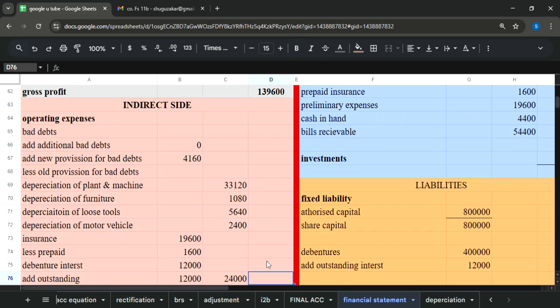Gross profit is okay. Now let's start our calculation for operating expenses. Bad debts are not present. Provision is not present. What does that mean? Only new provision was there.